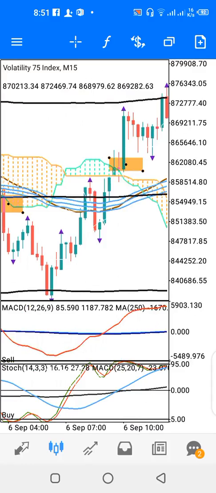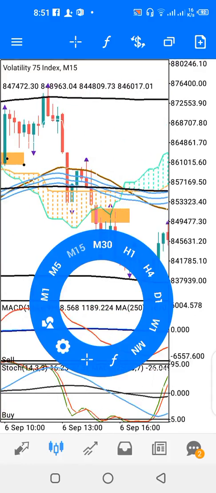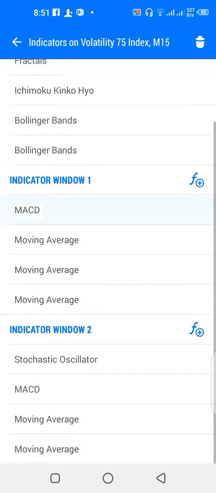For indicator window one, let's look at the settings. In indicator window one, we have MACD.